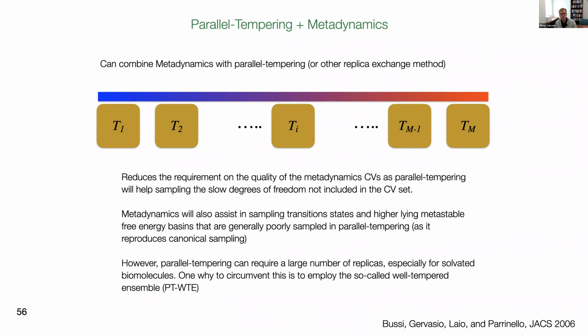So maybe finally, I'll just mention one extension that can solve this, which in principle is to combine metadynamics with well-tempered simulation, or other replica exchange methods. Here you reduce the requirement on the quality of the metadynamics CVs, as parallel tempering will help sample the slow degrees of freedom not included in the biased CV set. And metadynamics will also help sample transition states and higher-lying metastable states that are generally poorly sampled in parallel tempering.